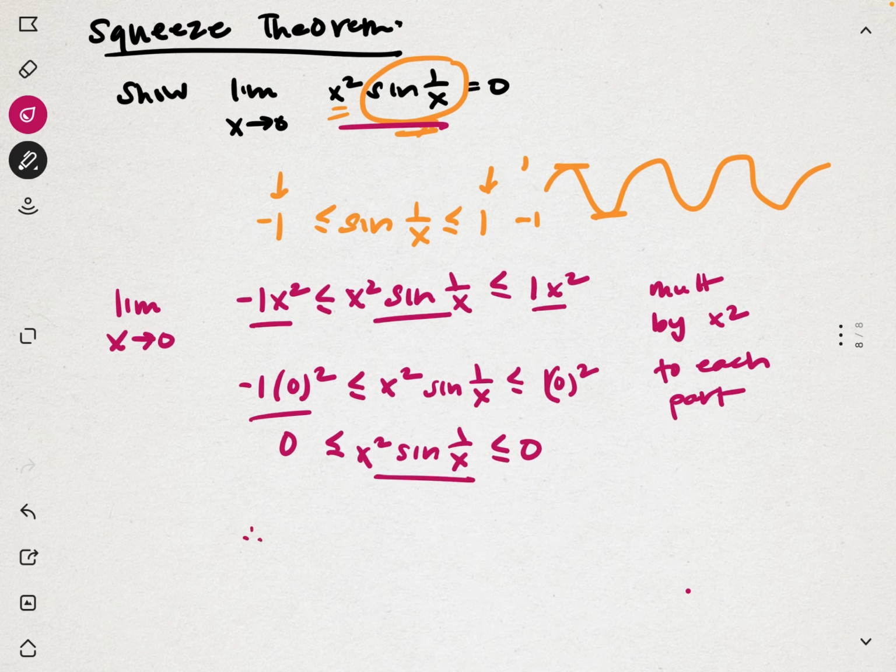therefore, ergo, x squared sine 1 over x, well, we should say the limit as x goes to 0 of that whole thing has got to be equal to 0. If it's between 0 and 0, then it's equal to 0.